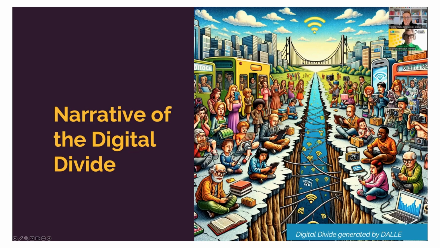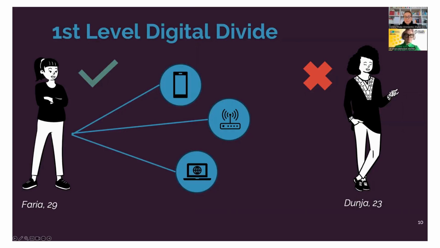years now. And it started with this first level of digital divide, where the research said, okay, there is a digital divide. If we think of two persons, like Faria, who's 29, and Dunya, who's 23, then Faria has access to all the technology and Wi-Fi, for example. So she has access to the iPad, she has access to several digital devices, and she has access to the internet, whereas the other person has no access to it. So this is considered the first level digital divide.